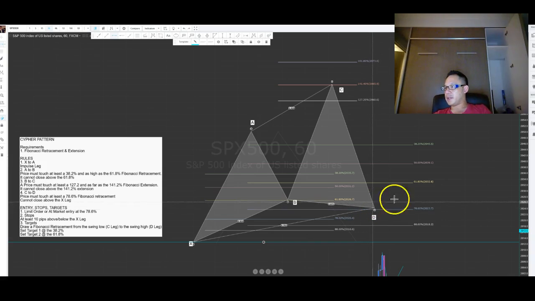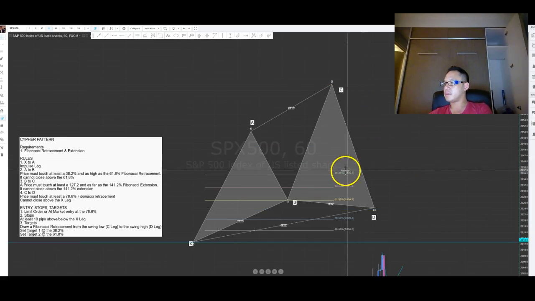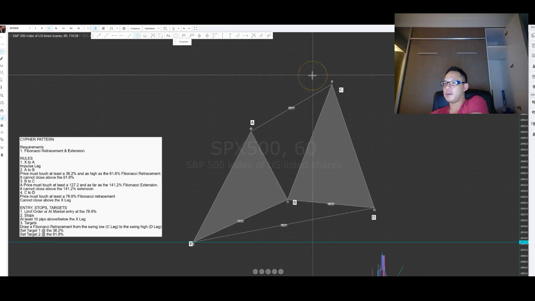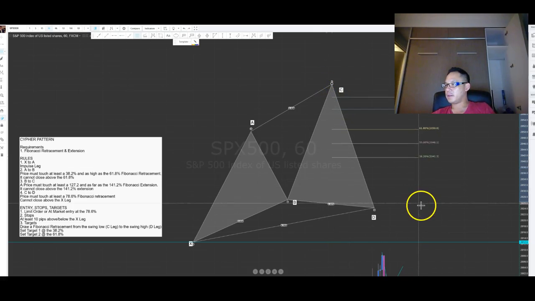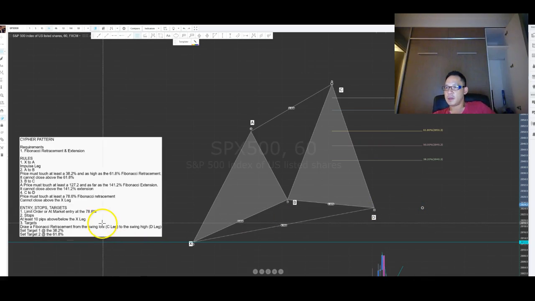Now setting stops and targets. So let's get rid of that. Your targets are drawn from the C leg down to your D leg. So C to D, I've got it in there. Draw from C leg to D leg. There you go. I've got it here from the swing low to swing high, but that depends if you're looking at bullish or bearish. For this example, we're looking at bullish, so from the swing high to swing low.